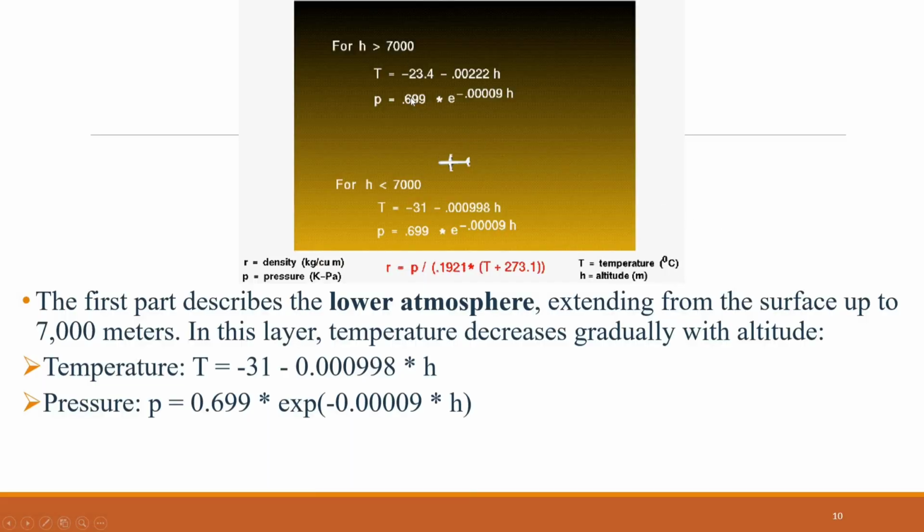The model has two parts. The first part describes the lower atmosphere, extending from the surface up to 7,000 meters. In this layer, temperature decreases gradually with altitude.